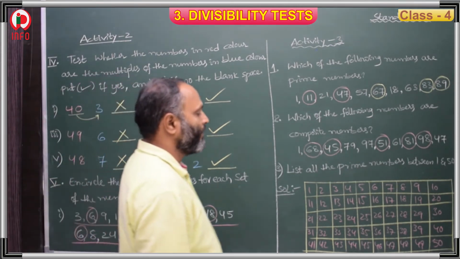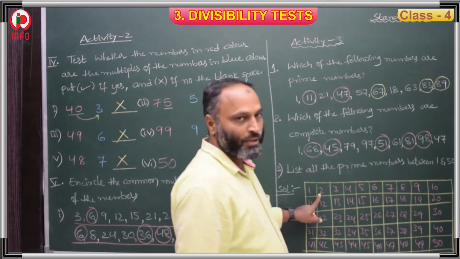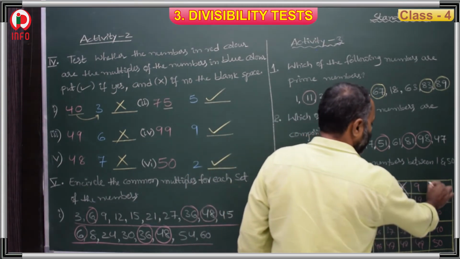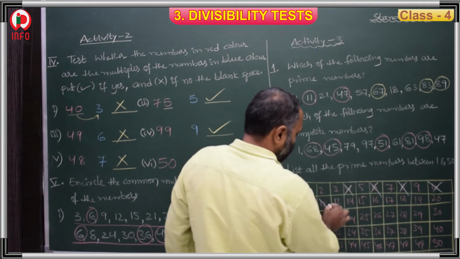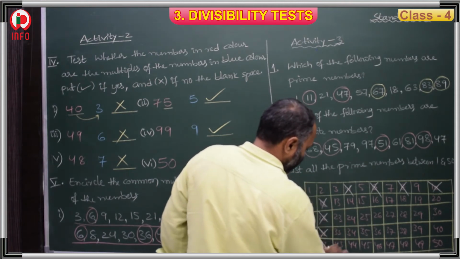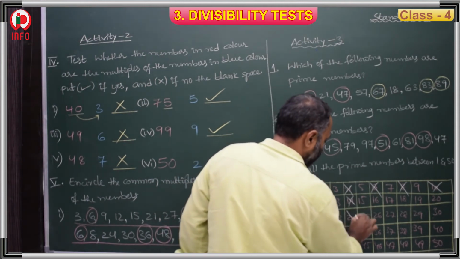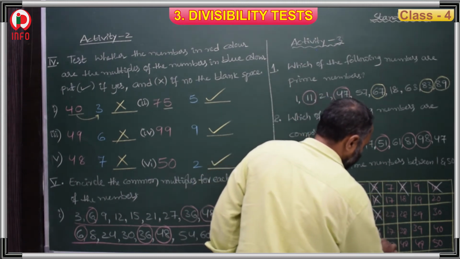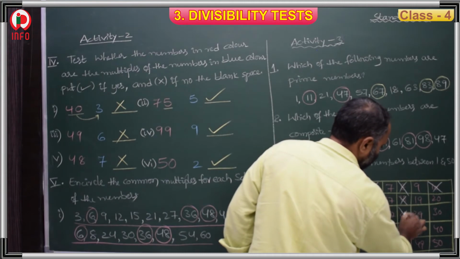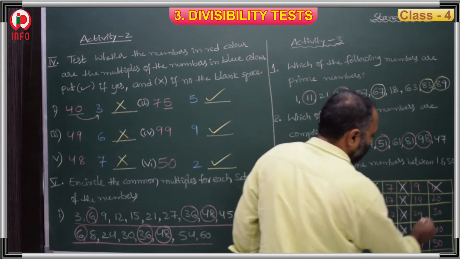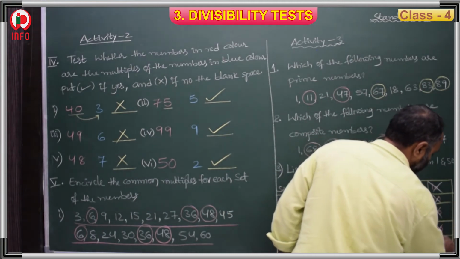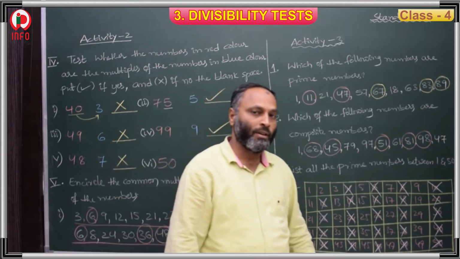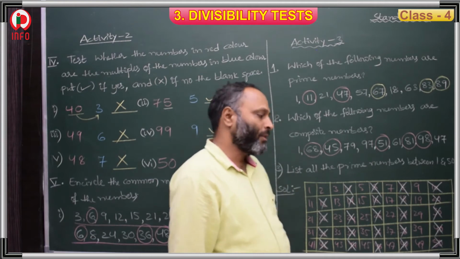Then cancel the even numbers. 2 ones are 2, don't cancel. Cancel 4, 6, 8, 10, then 12, 22, 32, 42, then 14, 24, 34, 44, 16, 26, 36, 46, 18, 28, 38, 48, 20, 30, 40, 50. These all are even numbers. First cancel even numbers, then after that the 3 table.